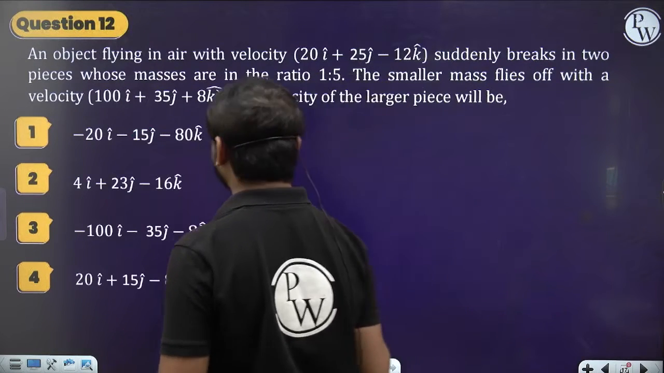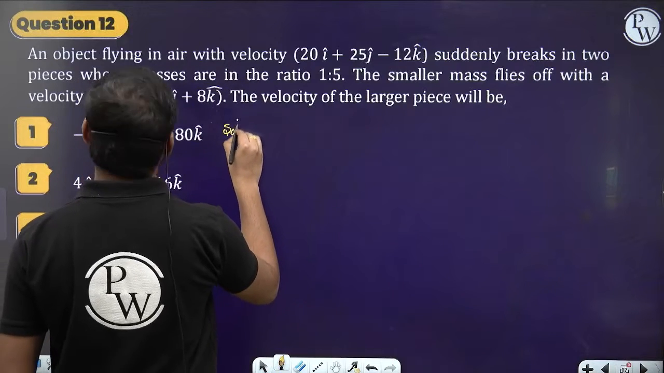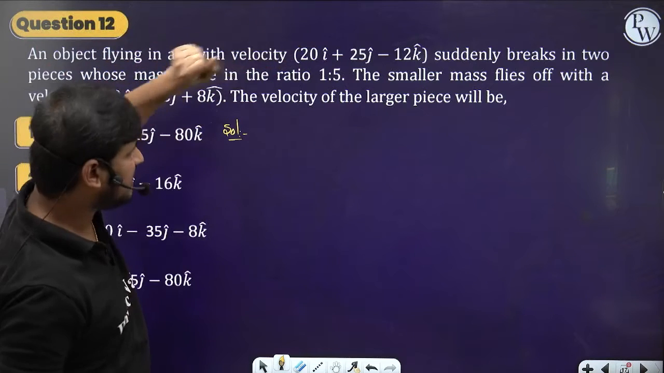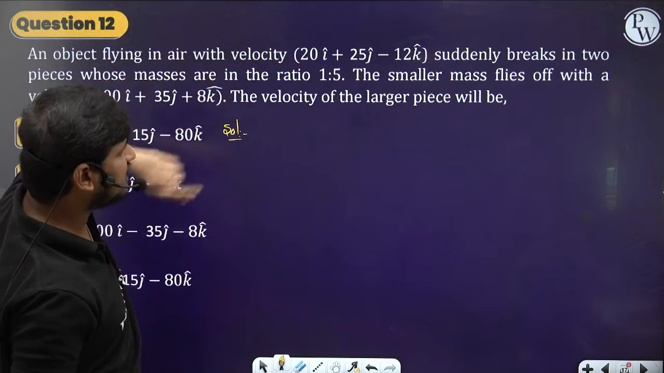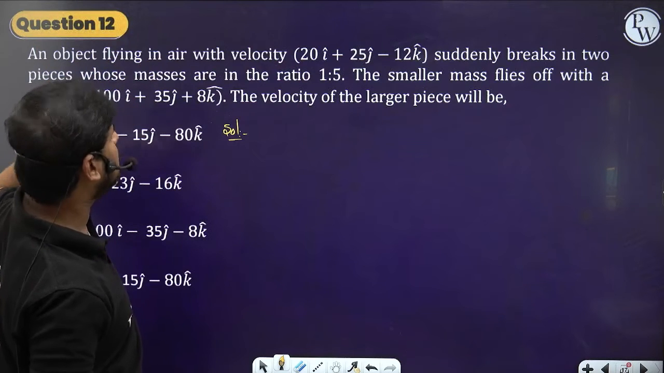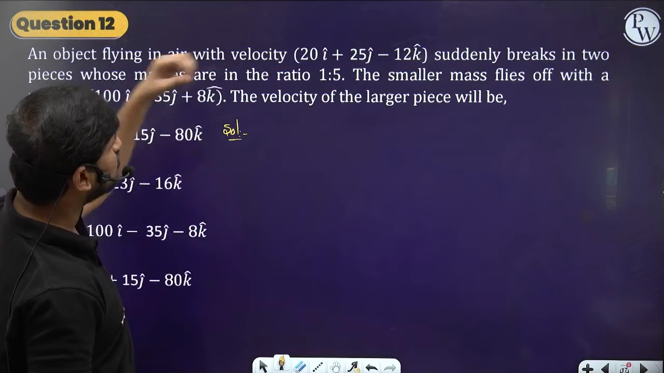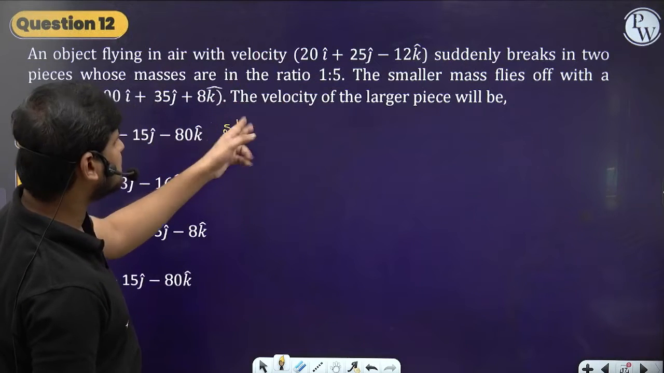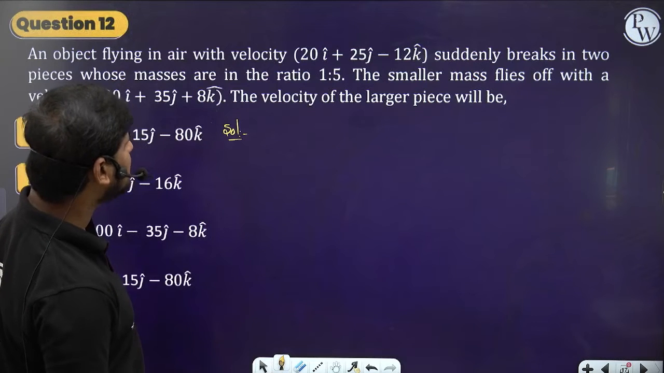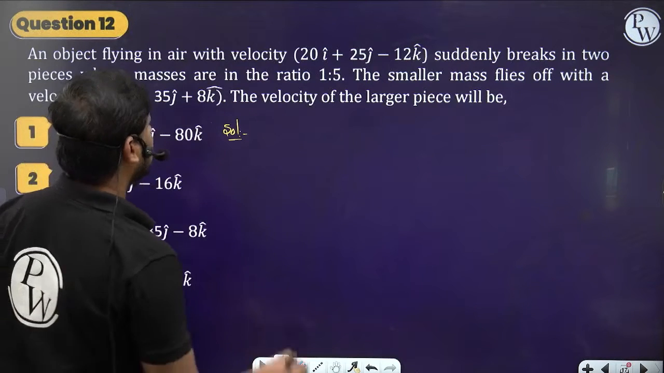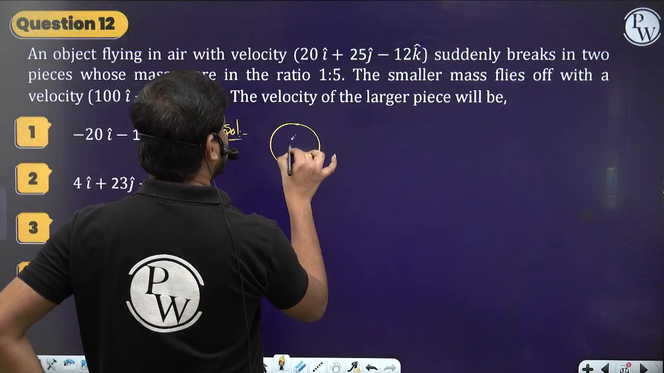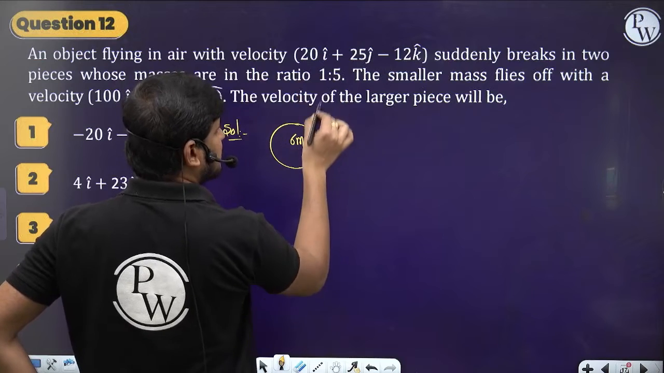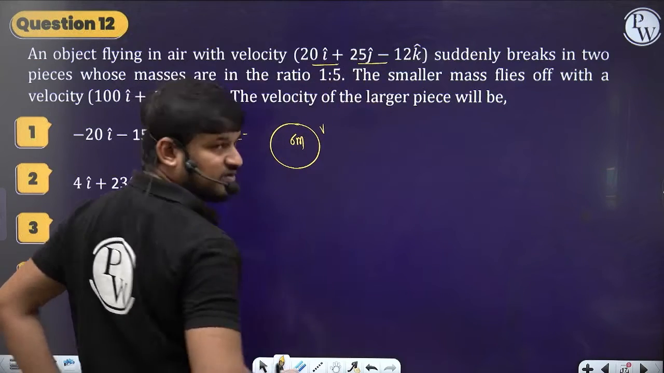So what does the question say? Vector form is given. An object is initially flying in air with the given velocity, and suddenly breaks into two pieces whose masses are in the ratio 1:5. The smaller mass flies off with the given velocity, and the velocity of the larger piece will be, see here, let's consider the total mass to be 6m. It is moving with some velocity. Initially it is not at rest. It is moving with this velocity.